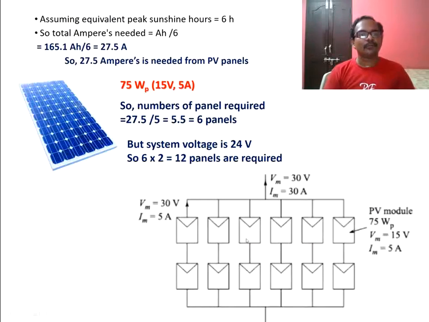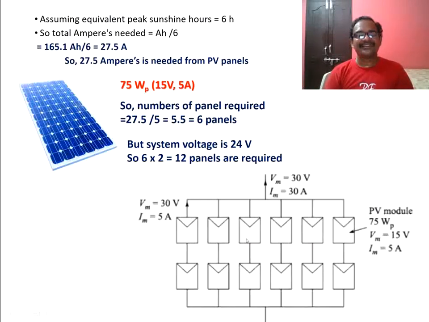But what about the system voltage? It is 24 volts, but the panel available with me is 15 volts. So to get at least 24 volts, how many panels do I require in series? 2 panels. So 6 into 2, 12 panels are required by me. 6 panels to supply the current rating and 2 panels in each string to supply the voltage rating. That's why I will get 12 panels.